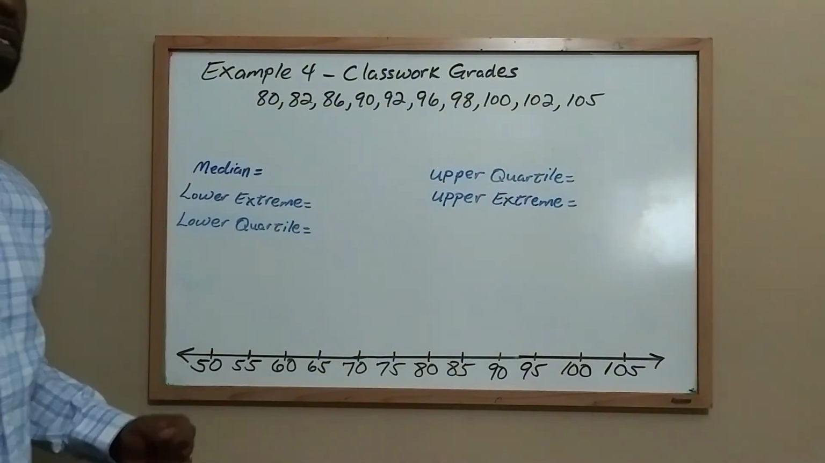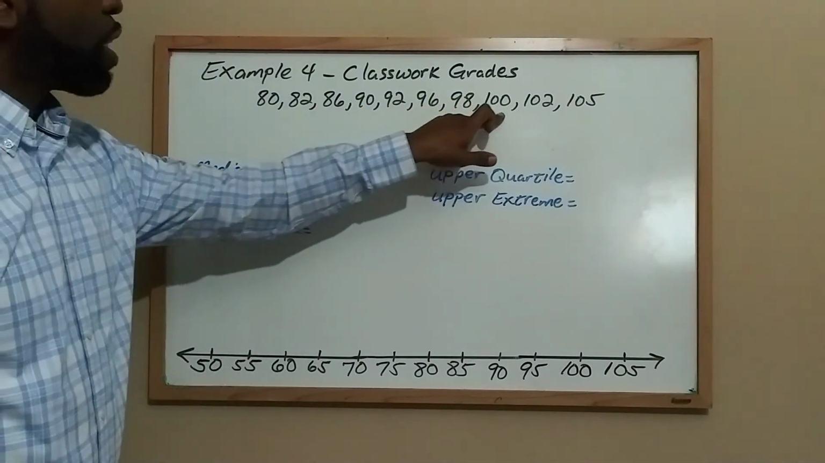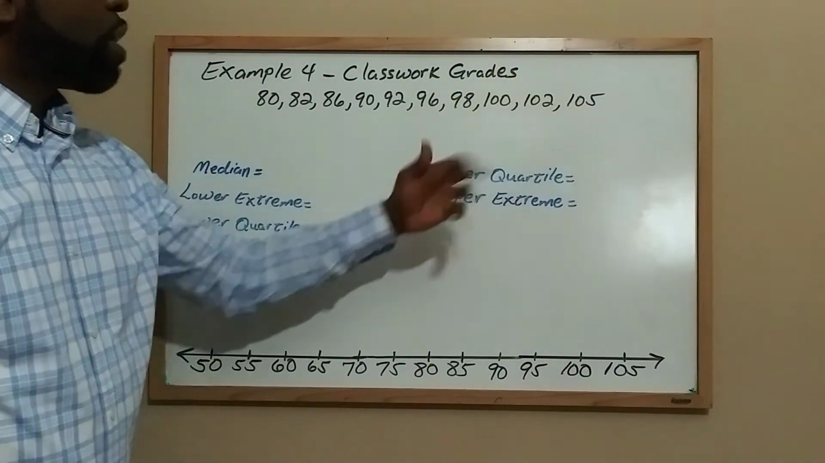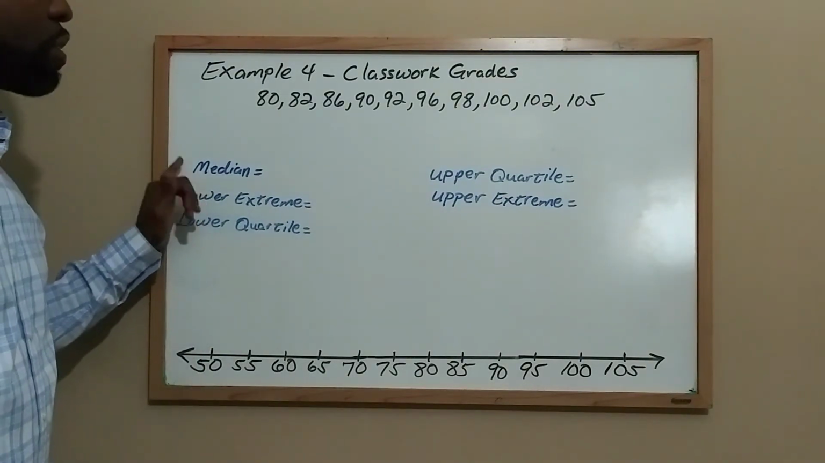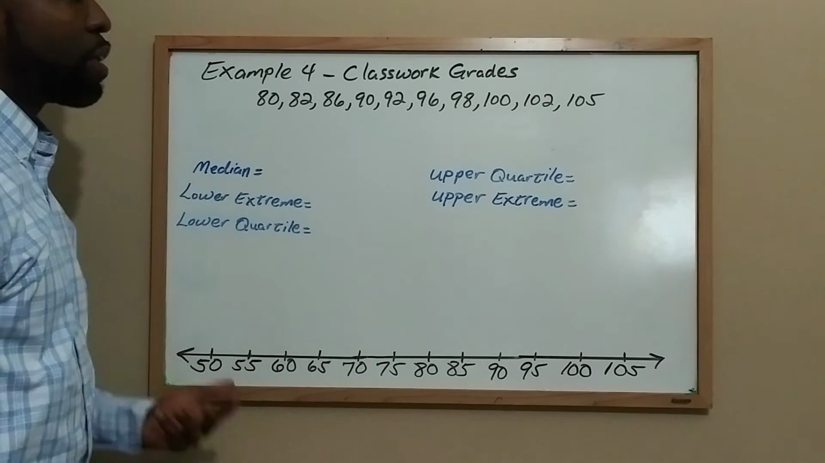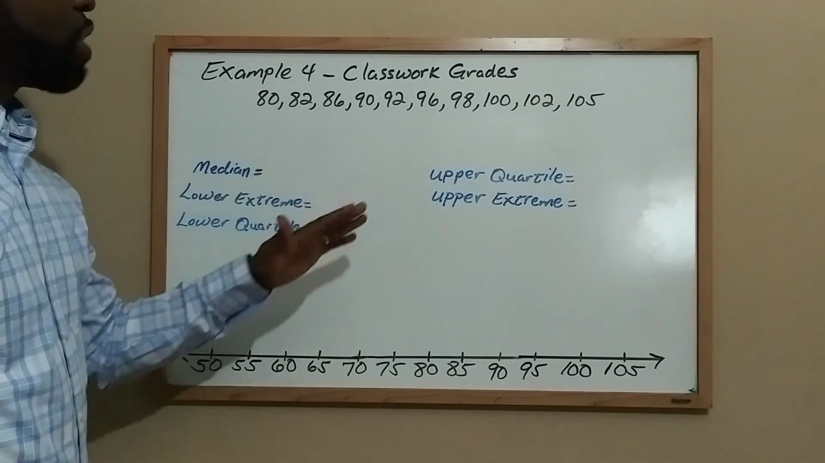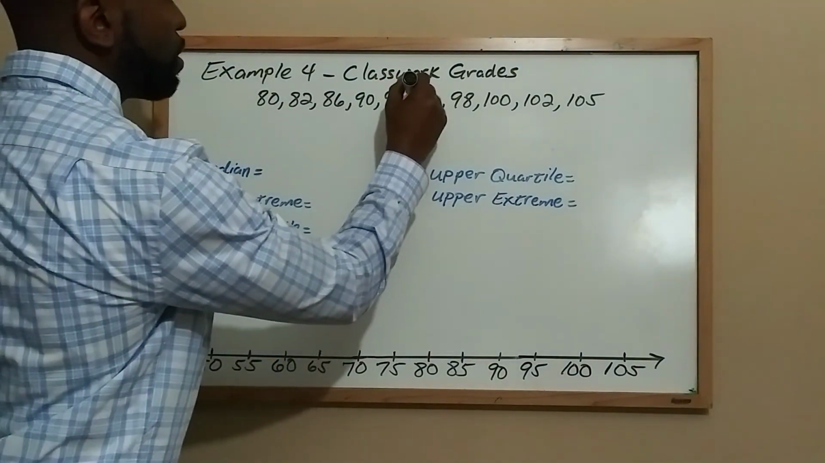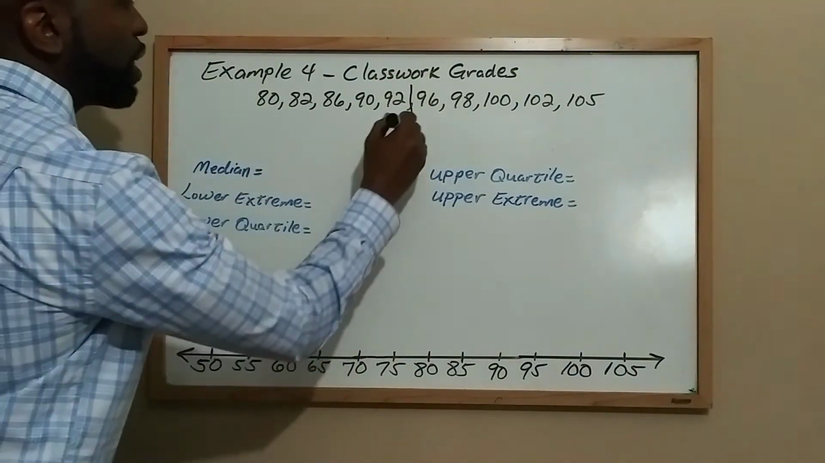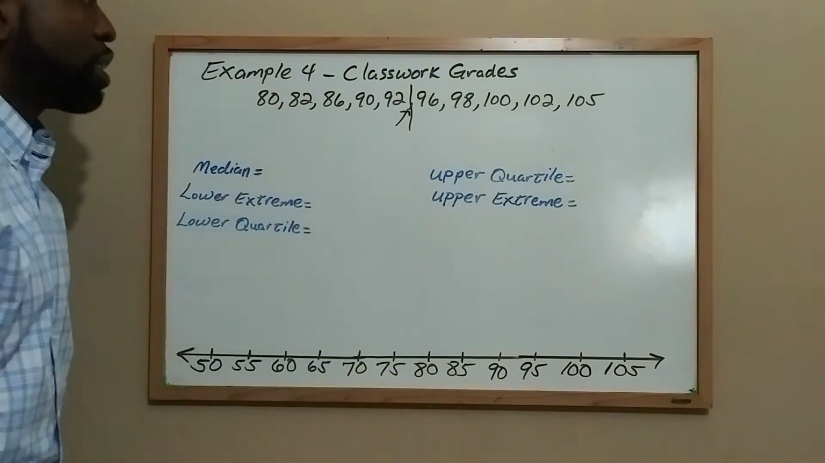So let's count and see how many numbers we have. 1, 2, 3, 4, 5, 6, 7, 8, 9, 10. We have 10 numbers in all, so the first thing we need to do is find the median. So since 10 is an even number, we know that we can split the numbers in half, 5 on one side and 5 on the other side. 1, 2, 3, 4, 5. Alright. So my median is in between the 92 and the 96.